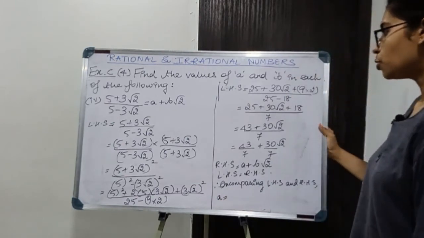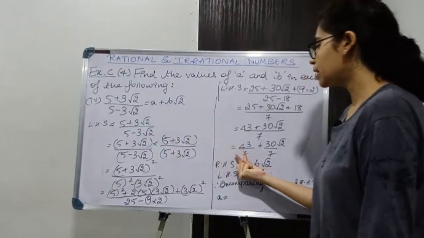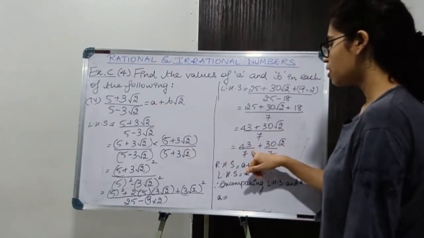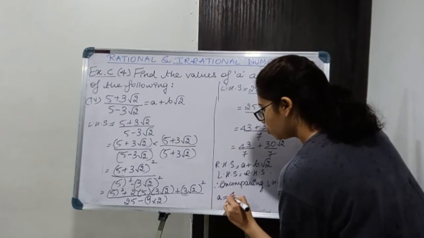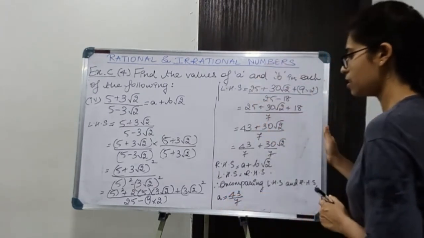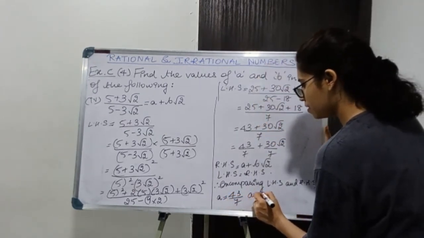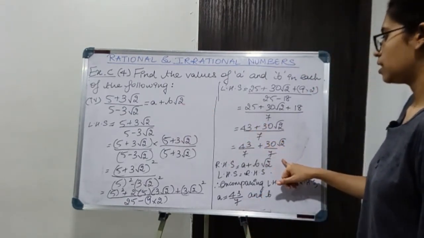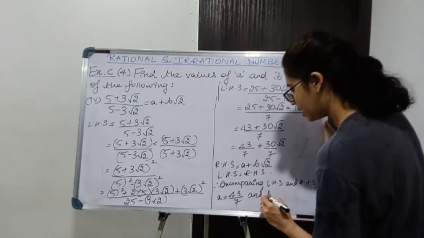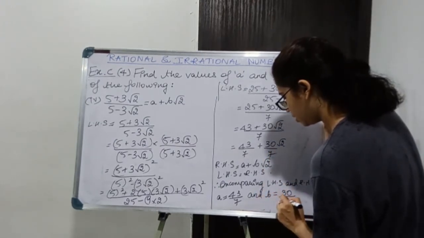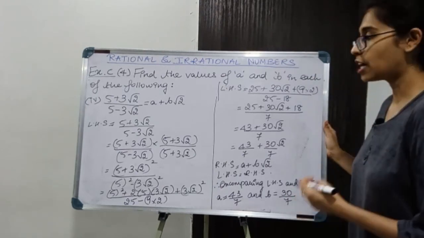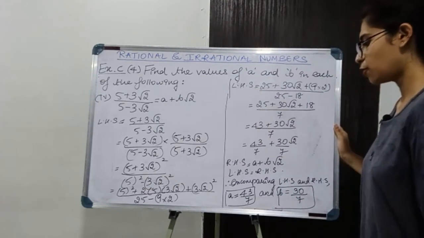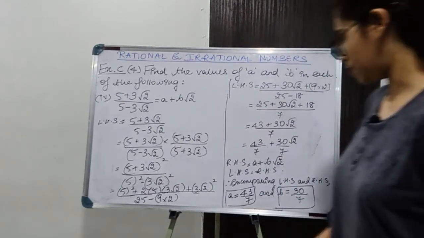a is a single term, that is a single number, with no root associated with it. So a is equal to 43/7, and b√2 is 30√2/7. So b is 30/7. You're not supposed to write the root, okay? So a is 43/7 and b is 30/7.